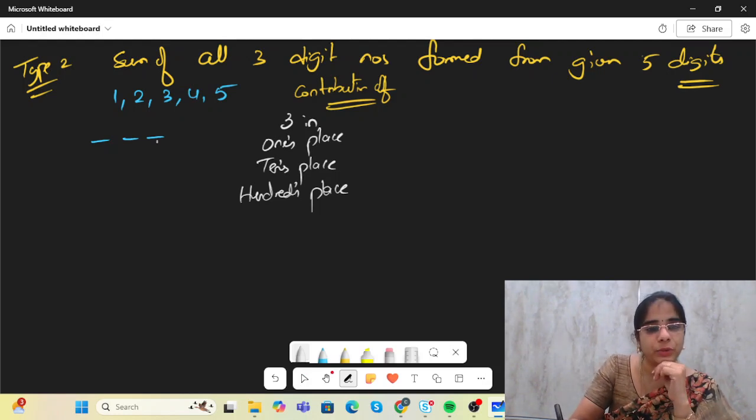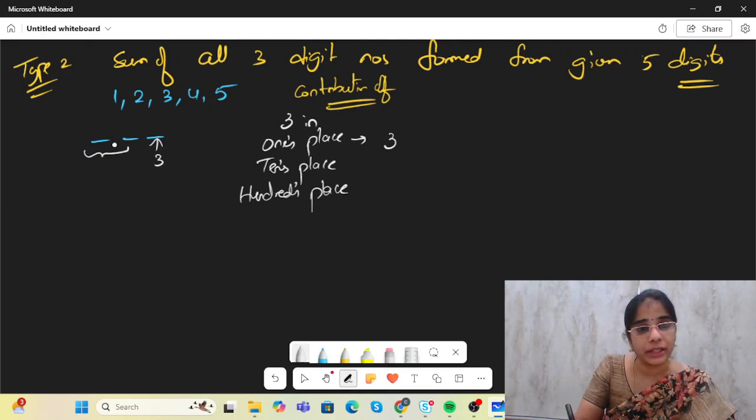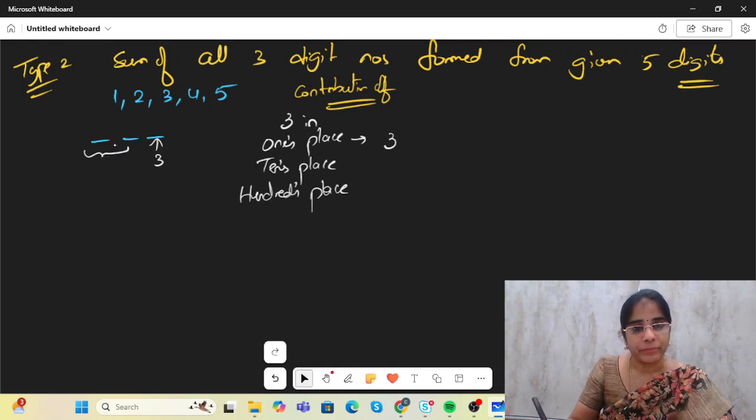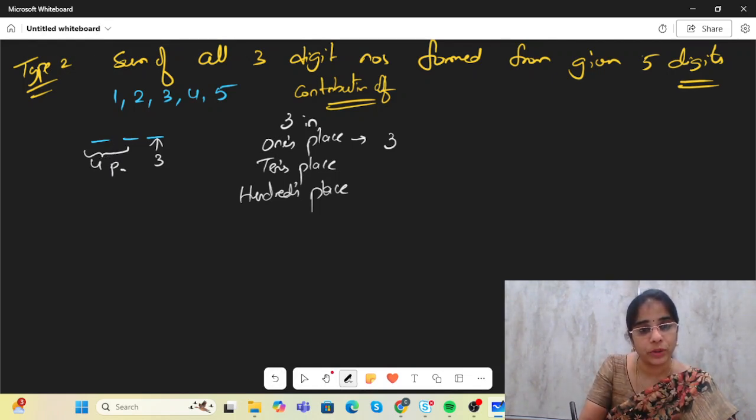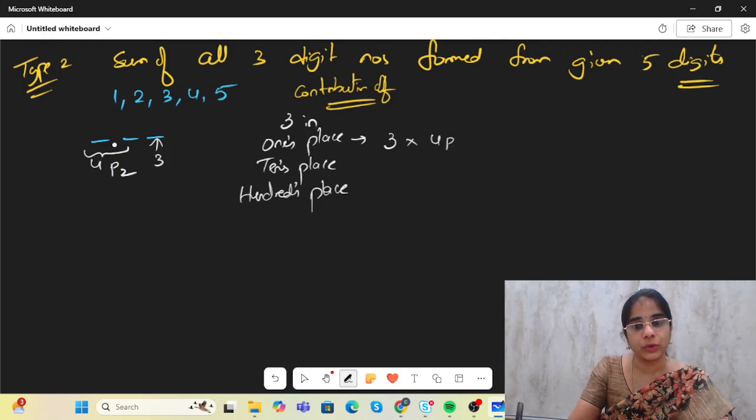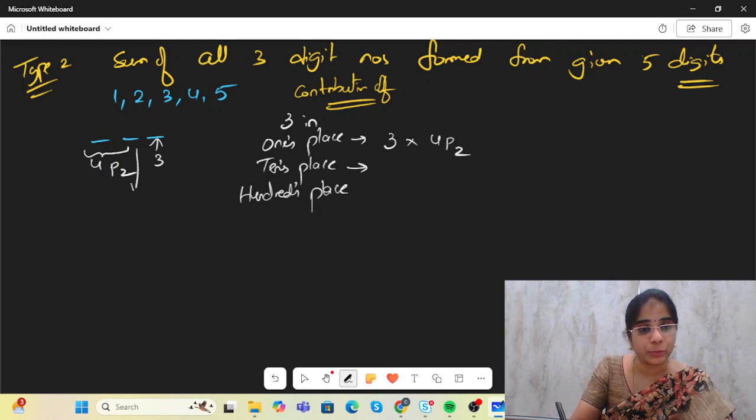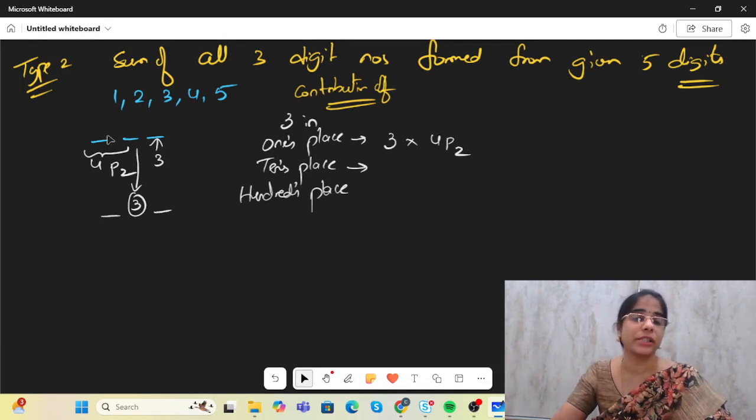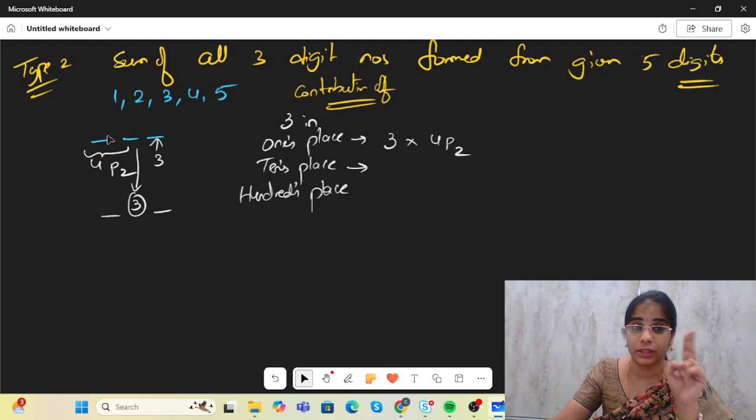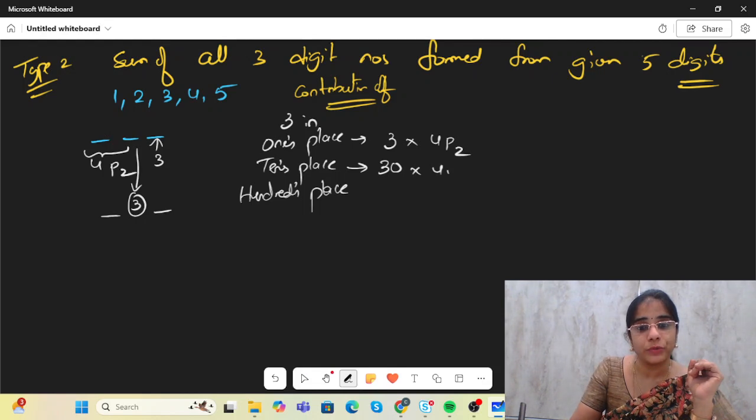Now suppose 3 is in the ones place. What is the contribution of 3? The remaining 2 places can be occupied in 5P2 ways. Oh, no, no, no, 4P2, isn't it? We have the remaining 4 digits, so 4P2 ways. So that is 3 into 4P2. Now when 3 is in the tens place, here also for the other 2 places we have 4 digits. So the contribution of 3 in the tens place will be 30 into 4P2.